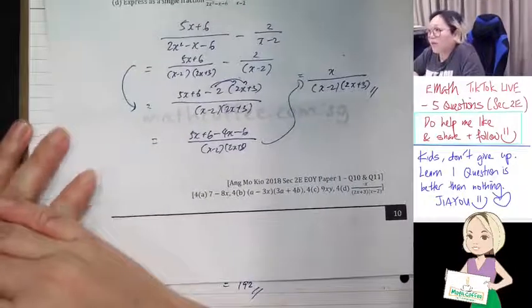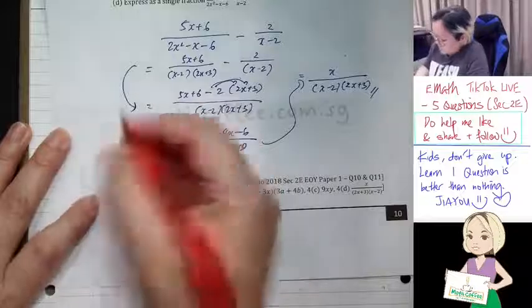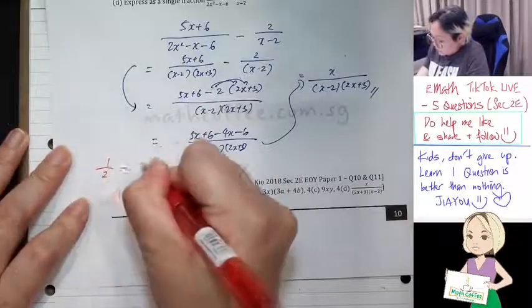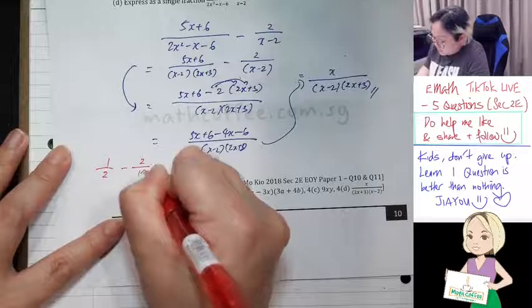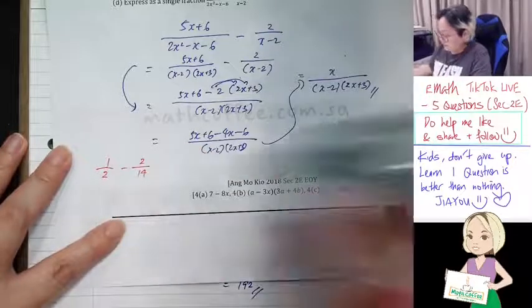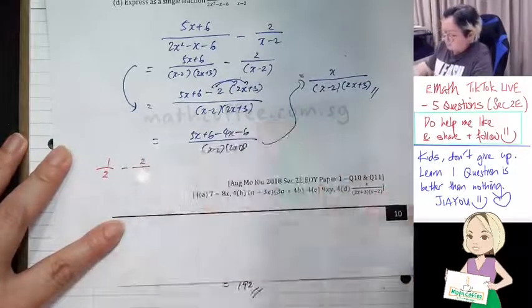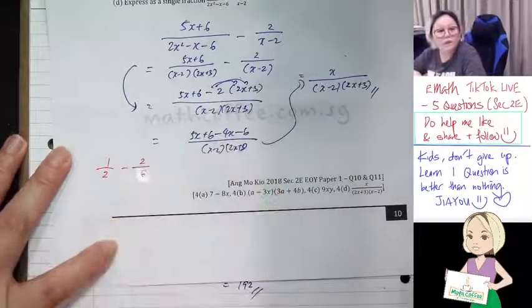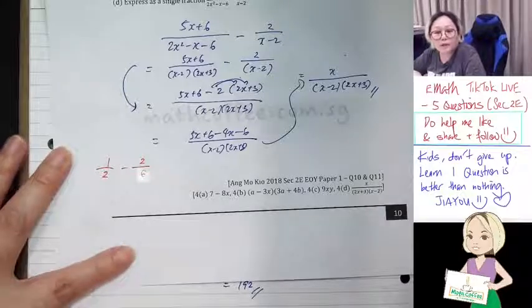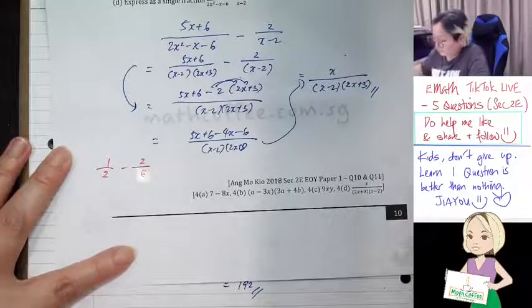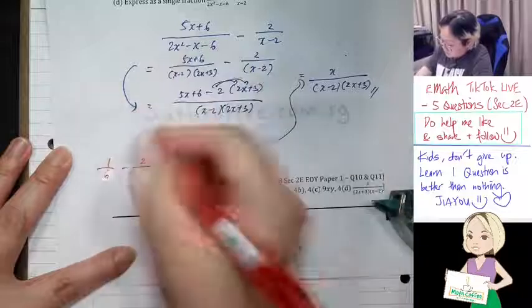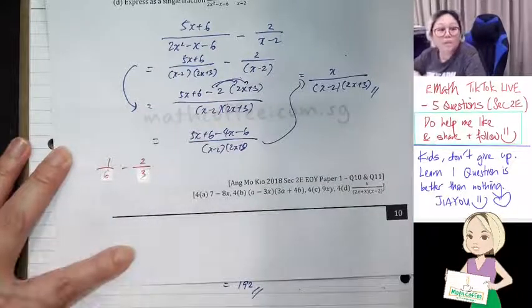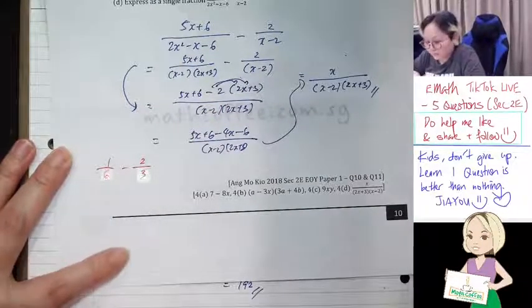If today I have 1 over 2 minus 2 over 6, let's make it simple, 6. I want to combine this into a single fraction.